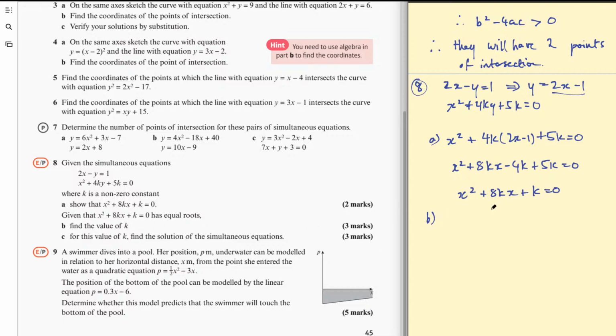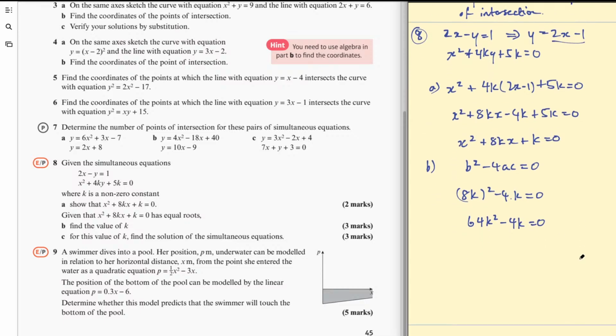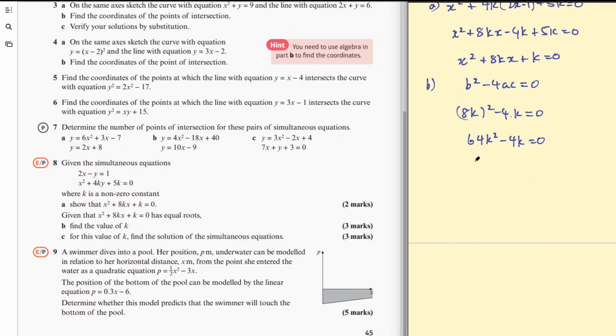Well, if this has equal roots, that means the discriminant is equal to 0. B is 8k, so we have 8k all squared, take 4 times 1 multiplied by k equal to 0. 8k squared is 64k squared, take 4k equal to 0. Divide through by 4, we get 16k squared, take k equal to 0.